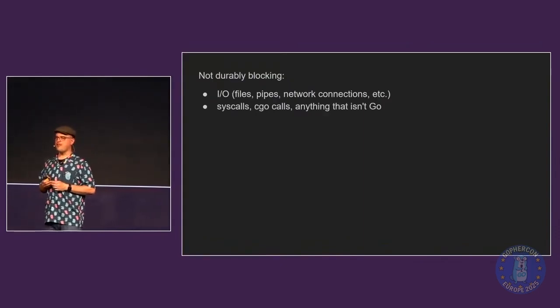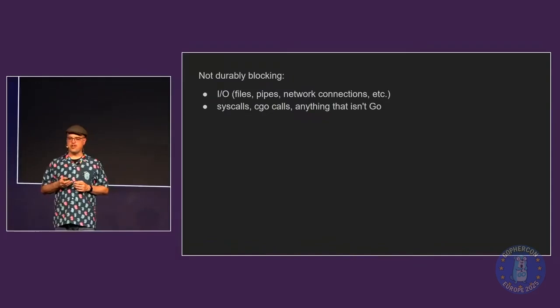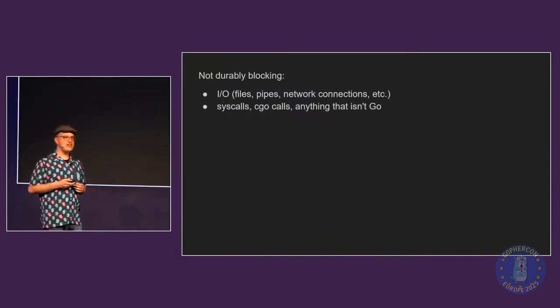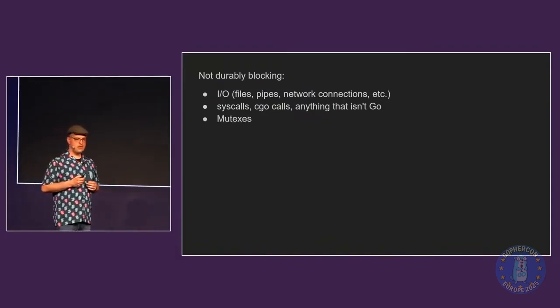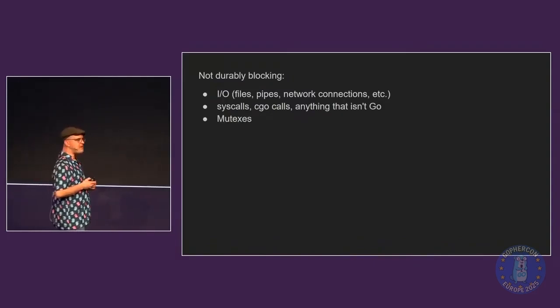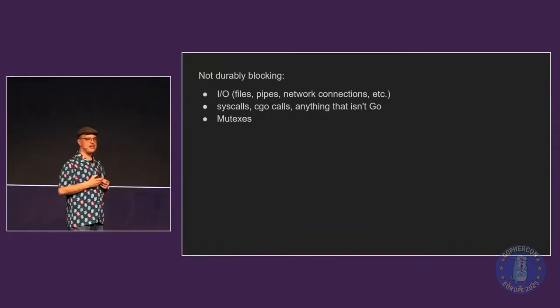Syscalls and cgo calls are not durably blocking because we can only reason about the state of goroutines executing Go code. Perhaps surprisingly, mutexes are not durably blocking, and this is a decision born of practicality.